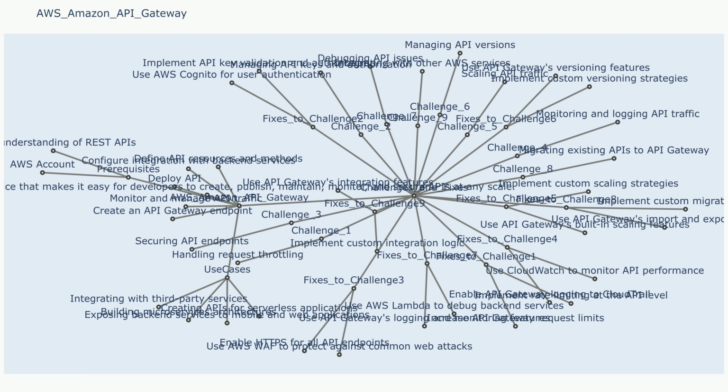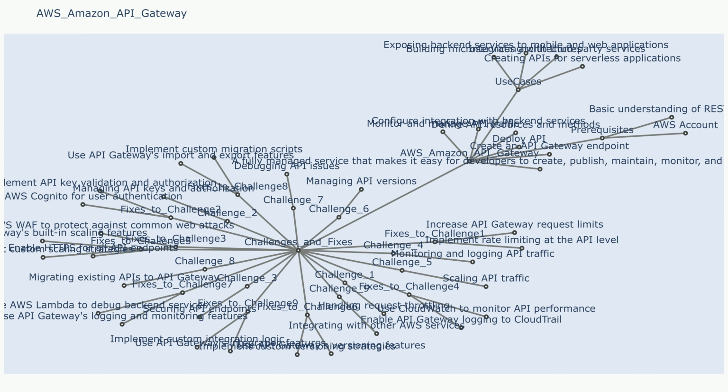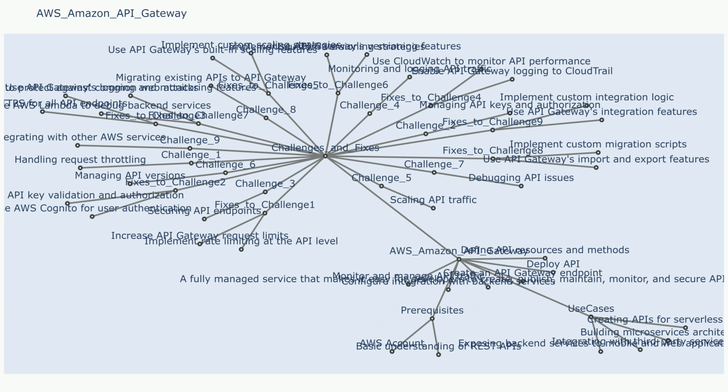AWS Amazon API Gateway. Description: a fully managed service that makes it easy for developers to create, publish, maintain, monitor, and secure APIs at any scale. Prerequisites: AWS account, basic understanding of REST APIs.